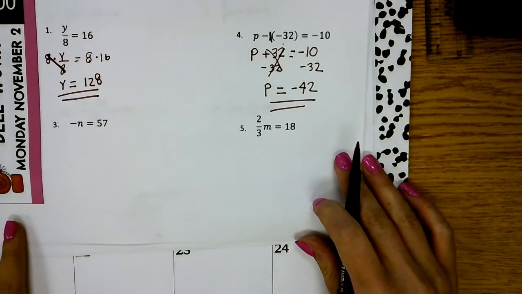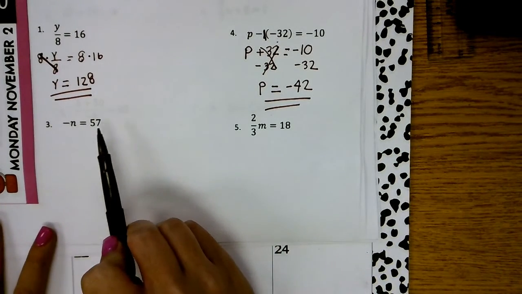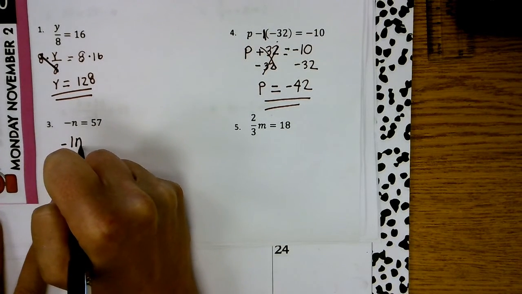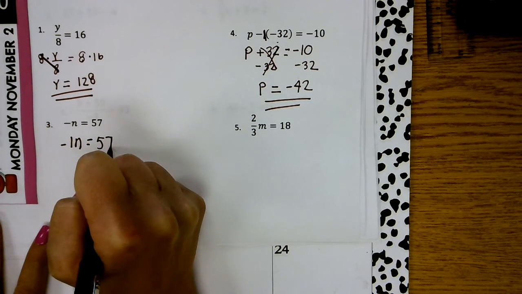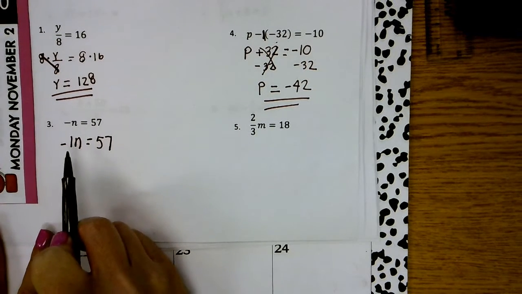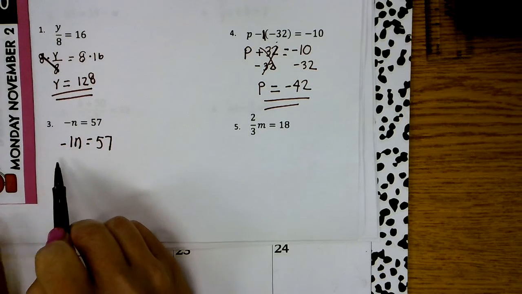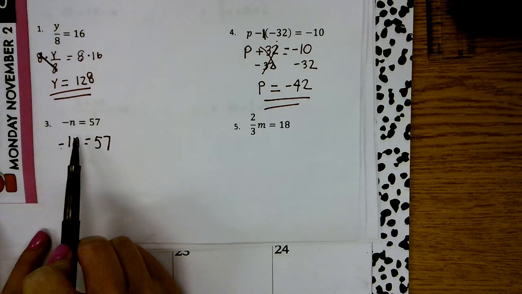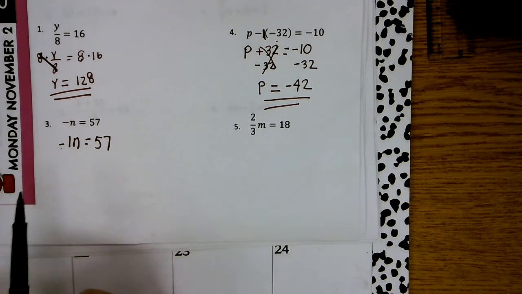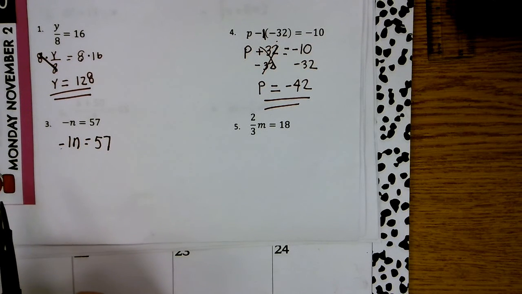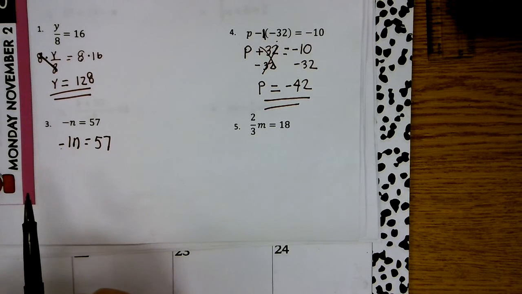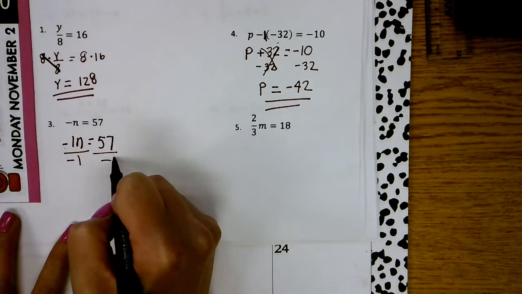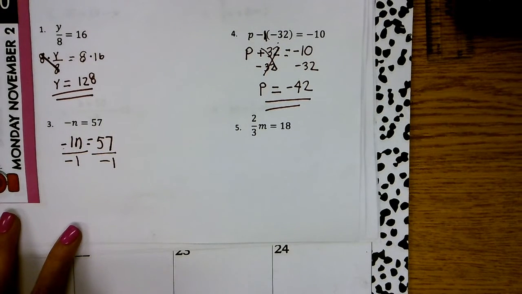Number 3, the opposite of n is equal to 57. This right here, that's like saying negative 1n equals 57. So it sometimes helps to rewrite it like this. The opposite of n, that's like negative 1n equals 57. Now we have negative 1 times n, but we want n on one side of this equal sign by itself. So what is the opposite of multiplying by negative 1? Dividing by negative 1. So we're going to divide by negative 1 on both sides of the equal sign.